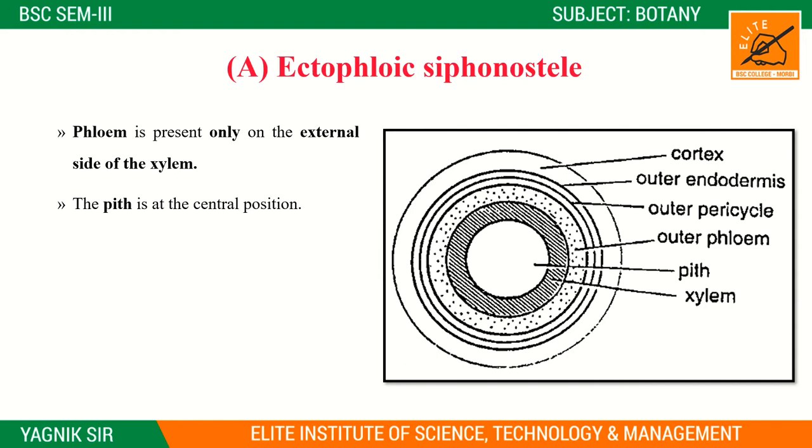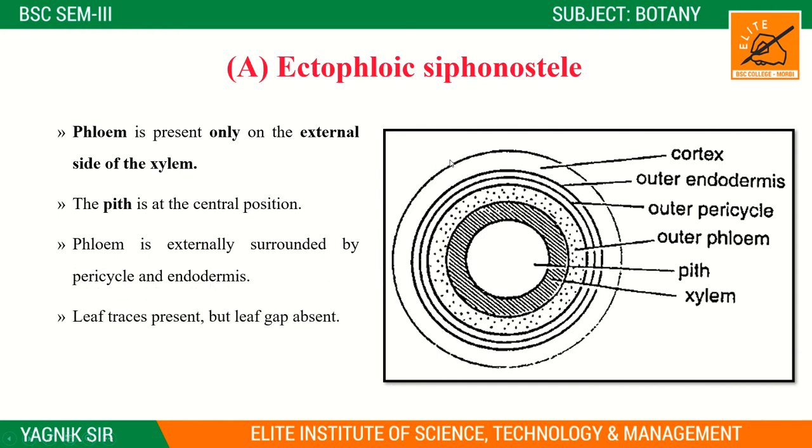So the pith is present at the central position, and the phloem is externally surrounded by the pericycle and the endodermis. So the pith is surrounded by the xylem, this xylem is surrounded by the phloem, and this phloem is surrounded by the pericycle and the endodermis, right? So leaf trace is present here but leaf gap is absent, right?